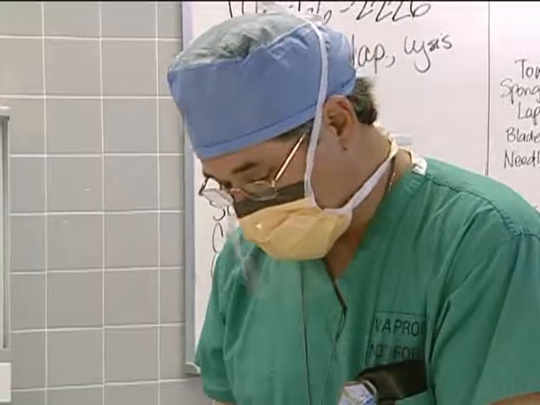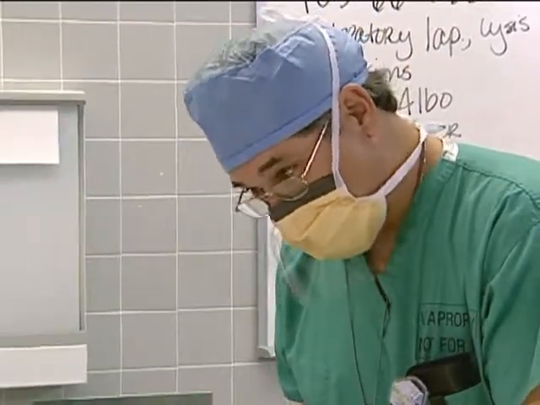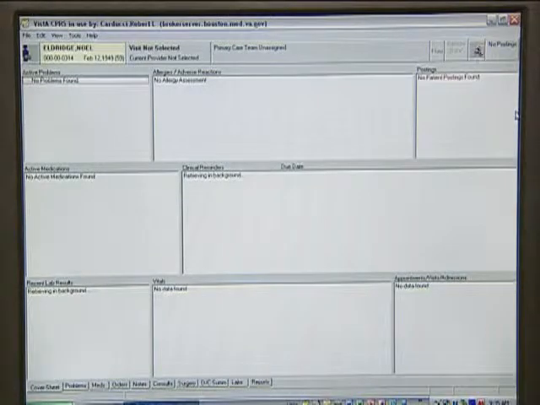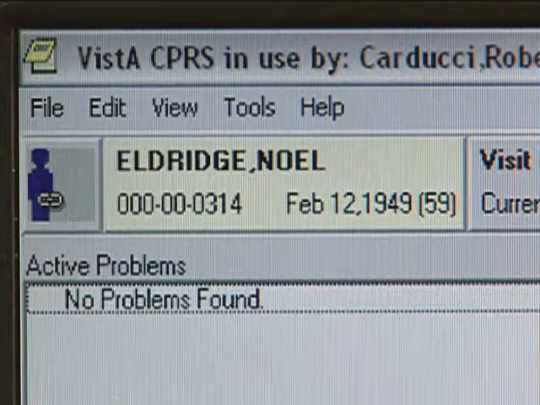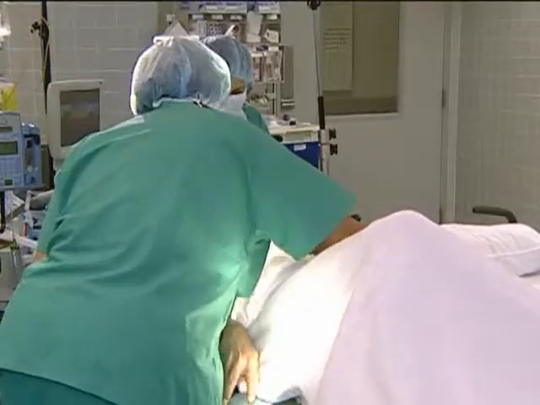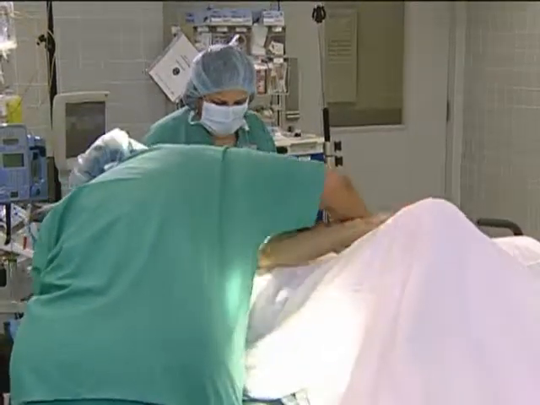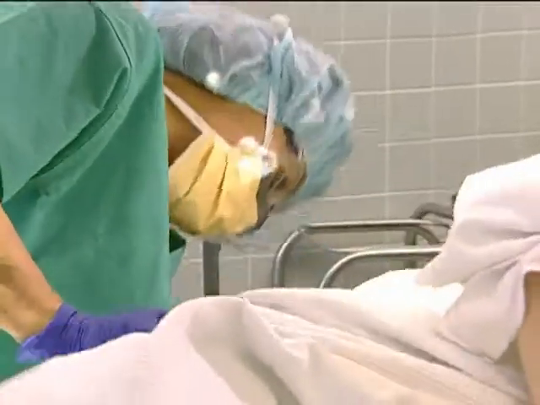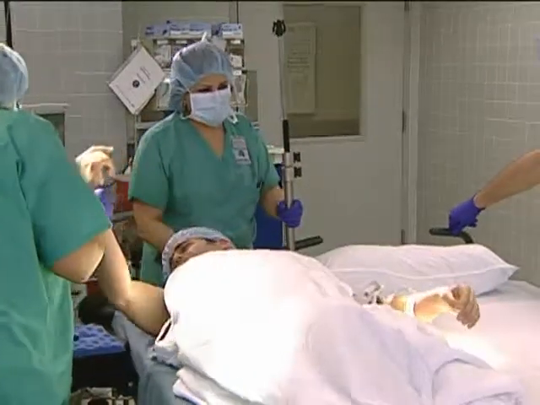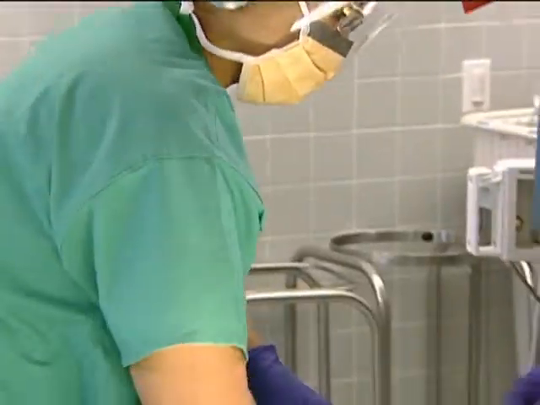Mr. Eldridge, I'm scanning your armband to make sure that you're in the right place for your procedure today. Scanning the patient's wristband is the first step in the barcode matching of the patient with a blood product that has been prepared for that patient. If blood is required during the surgical procedure, the wristband is often covered by surgical drapes and unavailable for scanning. So scanning prior to the start of the procedure may obviate that problem.